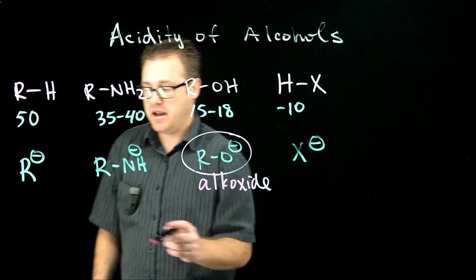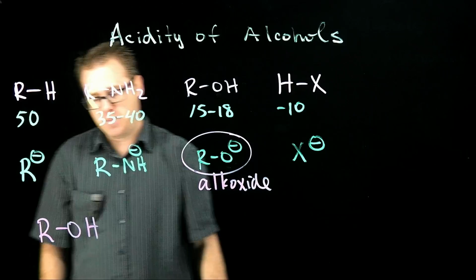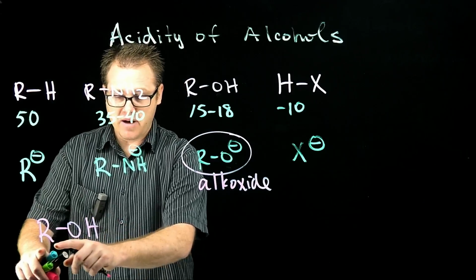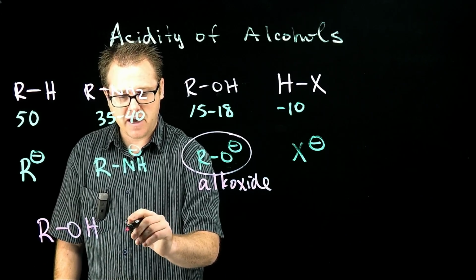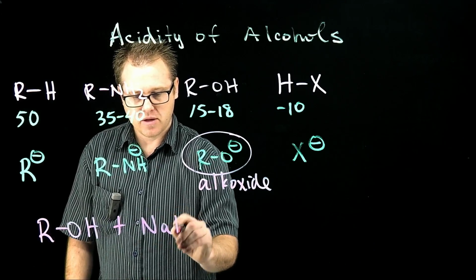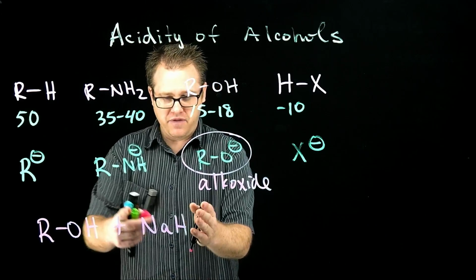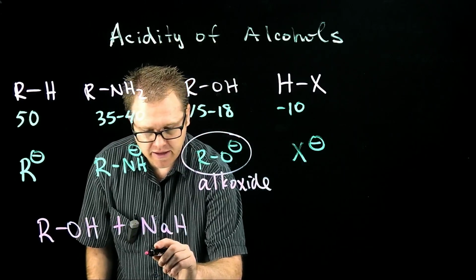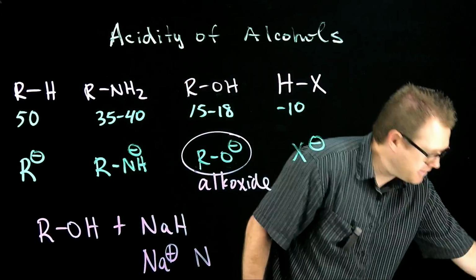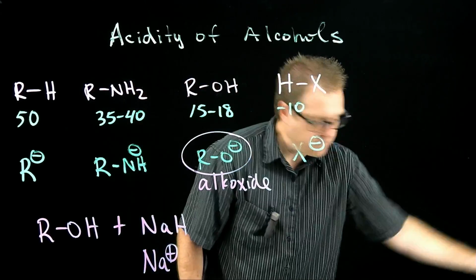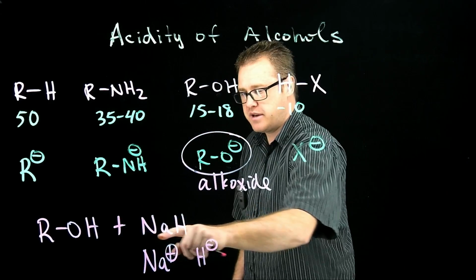Well, you have to choose a correct base to do that. A really good base to rip off this hydrogen and generate an alkoxide is sodium hydride. So you can envision sodium hydride simply looking like this. Not a nitrogen. It's kind of how we can envision this reagent here.